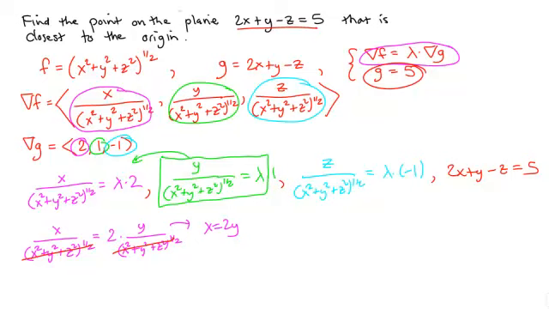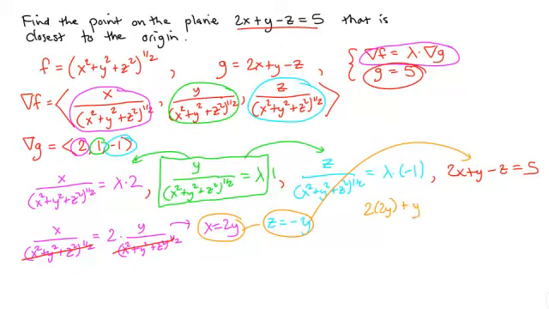If we take this formula for y and plug it into the expression for z, a similar argument gets us that z is equal to negative y. Finally, we can take these two equations for x and z and plug them into our constraint. We get 2 times x, which is 2y, plus y, minus z, which is negative y, is equal to 5. So that's 4y plus y is equal to 5. That's 6y is equal to 5, so y is equal to 5/6.